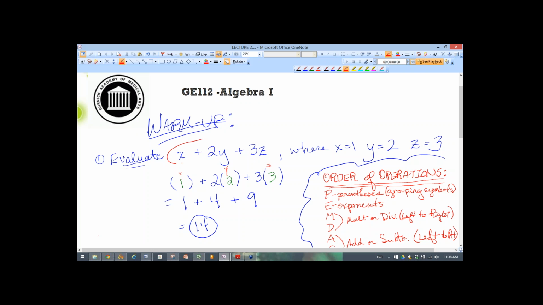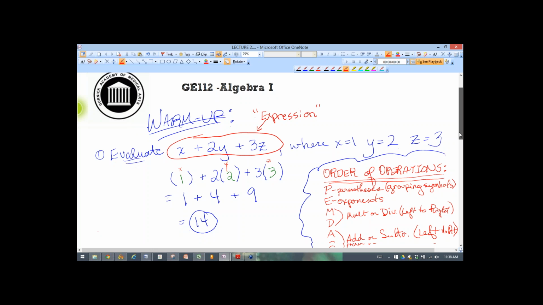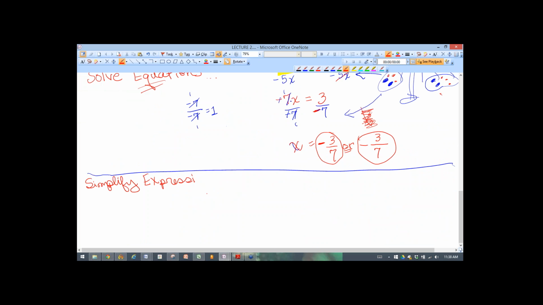Because notice, this was given to you. It's not set equal to anything, right? This would be an expression. Okay? So expressions versus equations. That's what the deal is. So let's simplify one more expression. And this one will contain, well, I'm not going to put that just yet. I was going to put variables in it. Not just yet. Hold on.